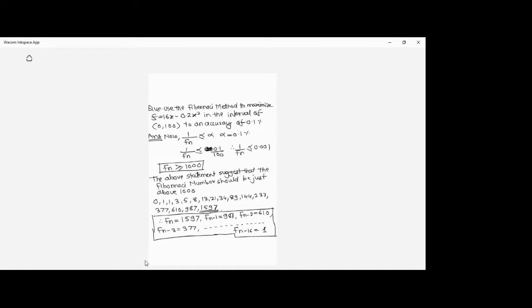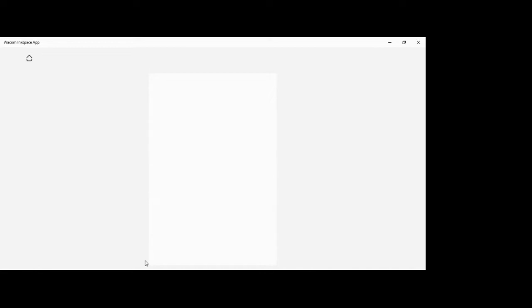So now what we are going to do is use these Fibonacci numbers to place our experiments or place our points, right? So here, let's say stage 1. In stage 1, our initial interval, I will be saying it as I0. So I0 is equal to 100. Yeah, it was 0 comma 100. So 100 minus 0 is equal to 100. So this is our initial interval, right?